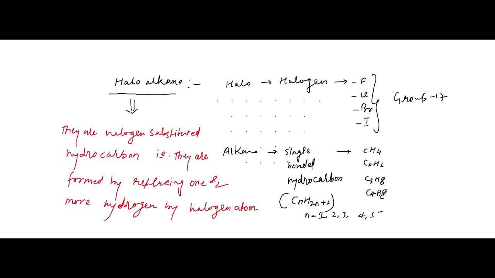If you take a close look at an example, suppose I am taking CH4 and adding Cl2. This reaction always takes place in presence of sunlight. This is a free radical substitution reaction. It will give CH3Cl, and another product is HCl. This is chloromethane.